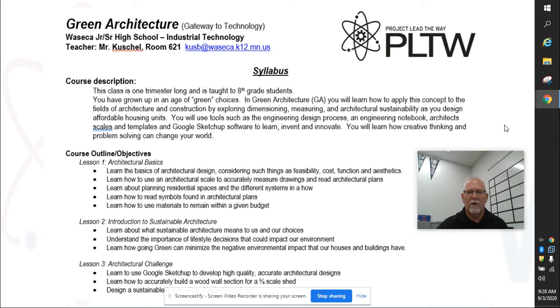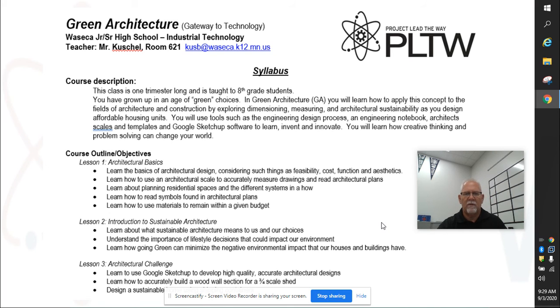So just a brief overview of this, the course outline. The first part we're going to do is dealing with architectural basics. Learn the basics about architectural design, such things as feasibility, cost, function, aesthetics, which basically means beauty, how to use an architectural scale and measure accurately, learn about planning residential spaces, learn how to read symbols on an architectural drawing, and learn how to use materials to remain within a given budget.